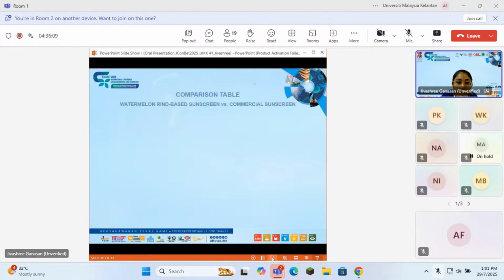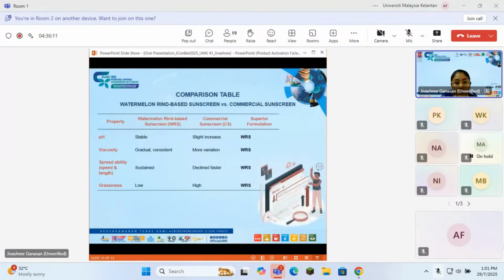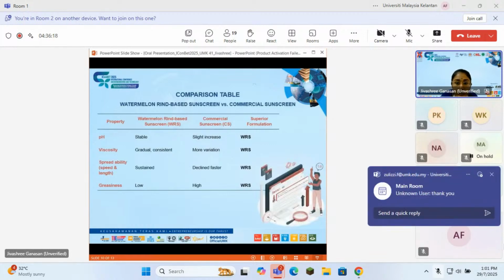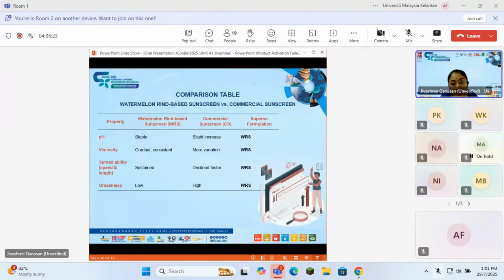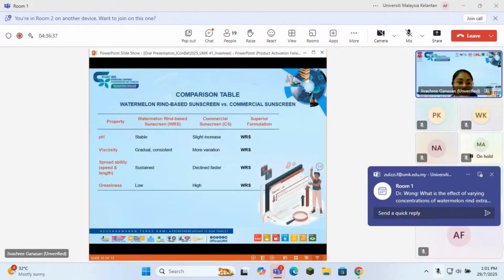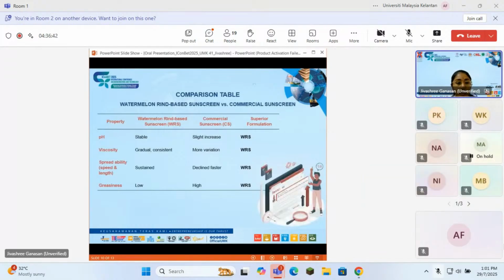Next is the comparison table, and as we can see in the physicochemical properties between the watermelon rind based sunscreen and the commercial sunscreen, watermelon rind has outperformed the commercial sunscreen in several key parameters like the greasiness, spreadability, and also the pH. It was more stable, and the viscosity as well. It has a gradual consistent increase, while the commercial had more variation in the cold, and also for the spreadability.